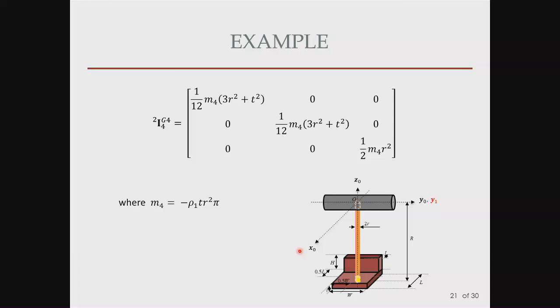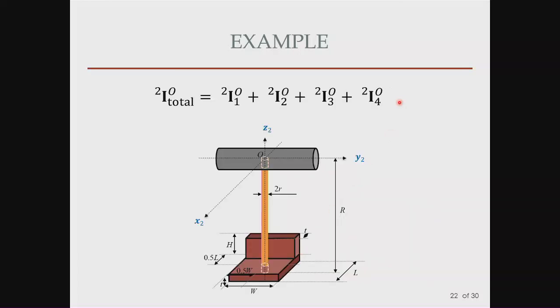Okay, so now what I need to do is sum all of them about O, so I would need to calculate for this one R from O to G1, or from G1 to O, doesn't matter. I would need to calculate it in frame 2, and for this one, ROG2 in frame 2, ROG3 in frame 2, and ROG4 in frame 2.